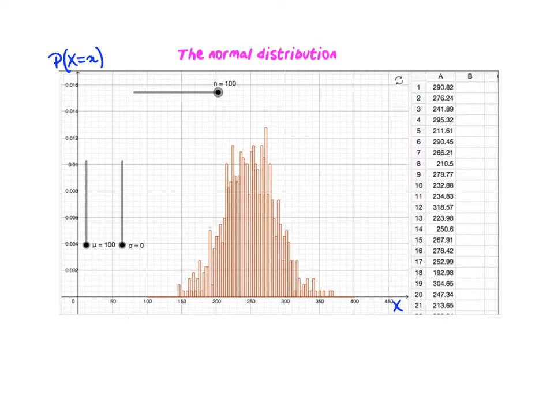So, for example, probability of x being between 250 and 250 plus something small here, the length of the interval, yeah, it's the height of the bar. Now I try, by changing these to sliders, to put on the top a shape that can help me estimate the distribution. And this shape is the shape of the normal distribution, the bell curve.